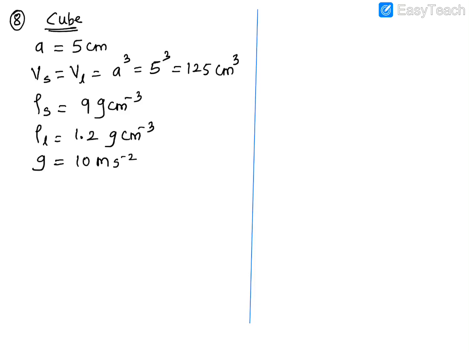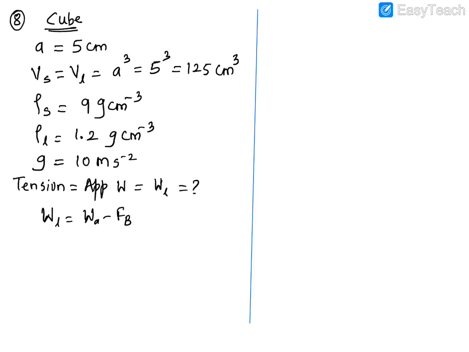Now what we are asked to find is the tension in the string. Tension here basically means apparent weight. And what do you mean by apparent weight? Weight of a body in a liquid is equal to question mark. How do you find weight of a body in a liquid? Weight in air minus the upthrust. So we need to first find weight in air, then you find out upthrust and then sorted.